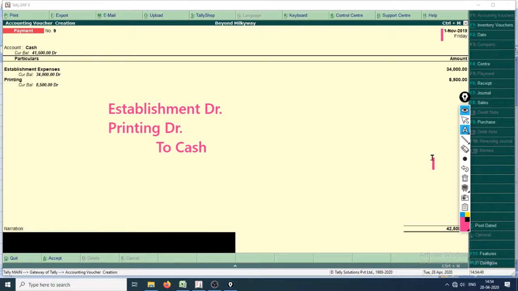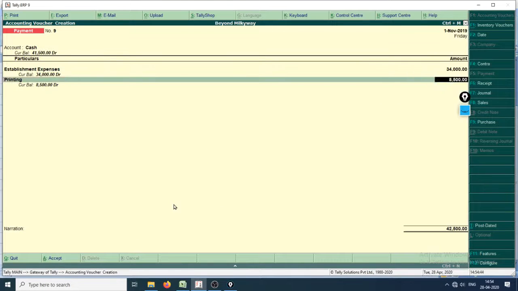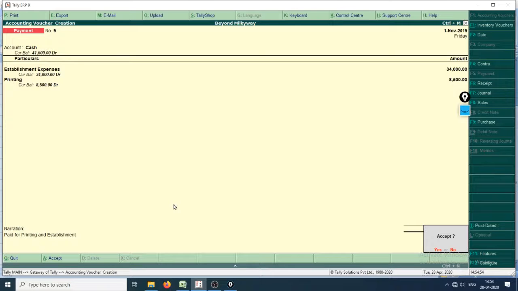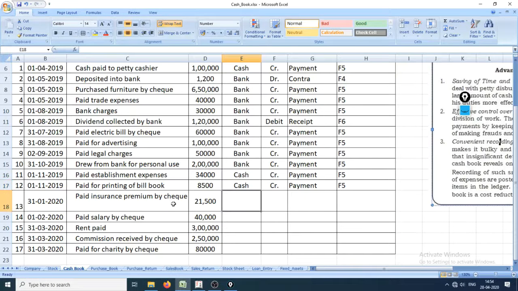Let me remove this. Narration is paid for printing and establishment expense. This is how big companies do, right? Because they don't have time to open every entry and then pass it.